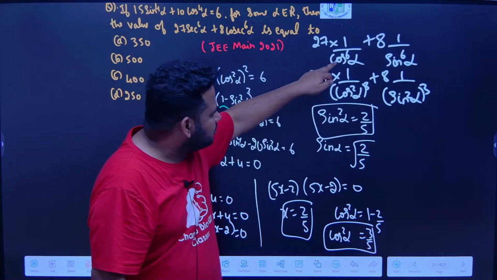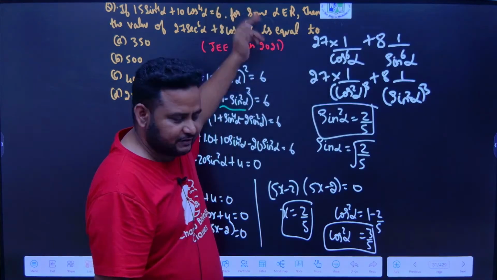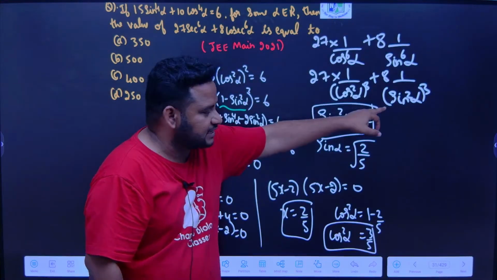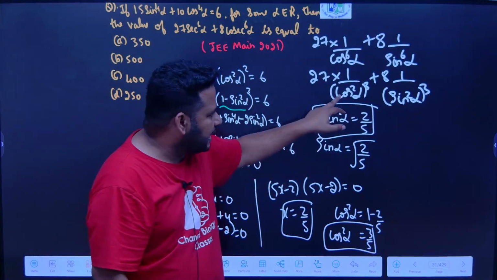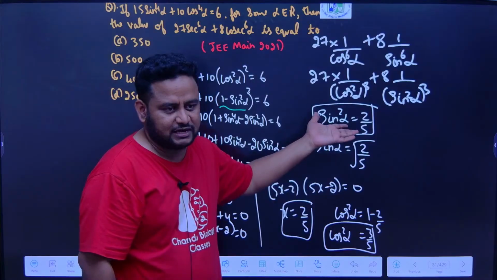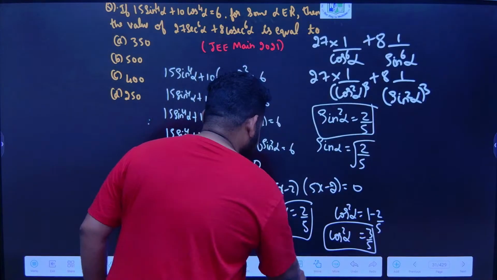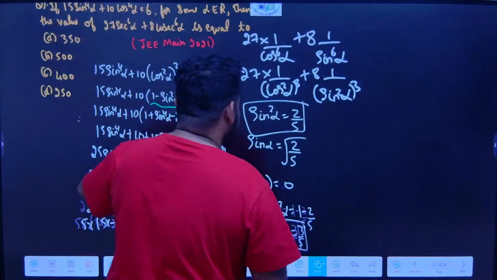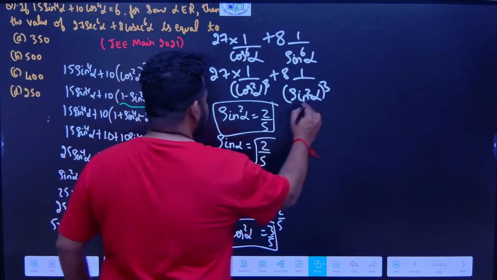Now this cos power 6 alpha, like how I did previously, is cos square alpha whole cube, and sin power 6 alpha is sin square alpha whole cube. Now I have the value of sin square alpha and the value of cos square alpha, I just have to put the values here.